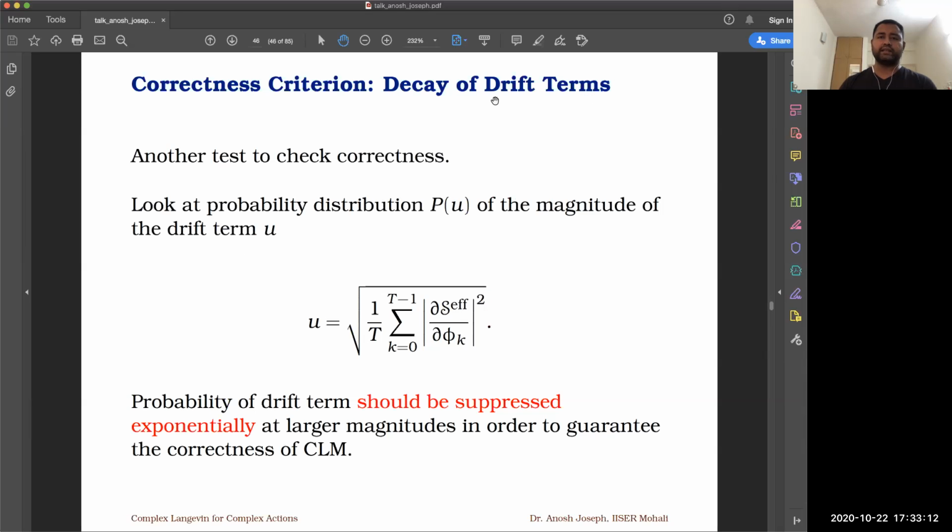Another test is the decay of the drift terms. The drift term is the gradient of the action with respect to the field. We define a quantity like this, and we look at the probability distribution of U, which is related to the magnitude of the drift term. This probability distribution should be suppressed exponentially at larger magnitudes in order to guarantee the correctness of the complex Langevin method. Jun Nishimura and collaborators proposed this.